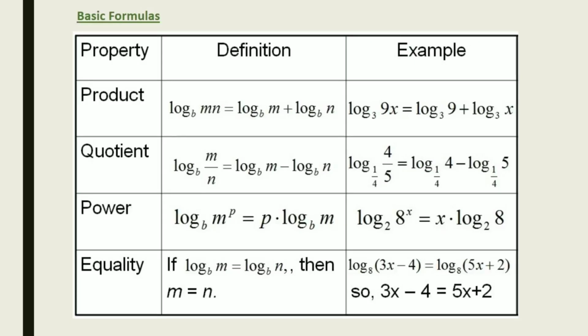The quotient formula: log m by n base b equals log m base b minus log n base b. For example, log 4 by 5 base 1 by 4 equals log 4 base 1 by 4 minus log 5 base 1 by 4.